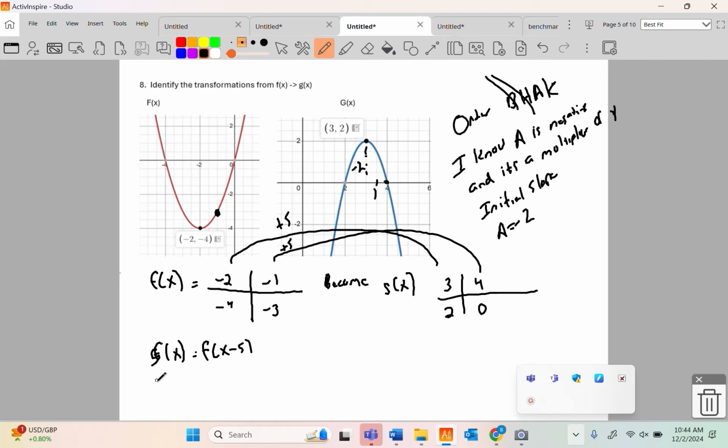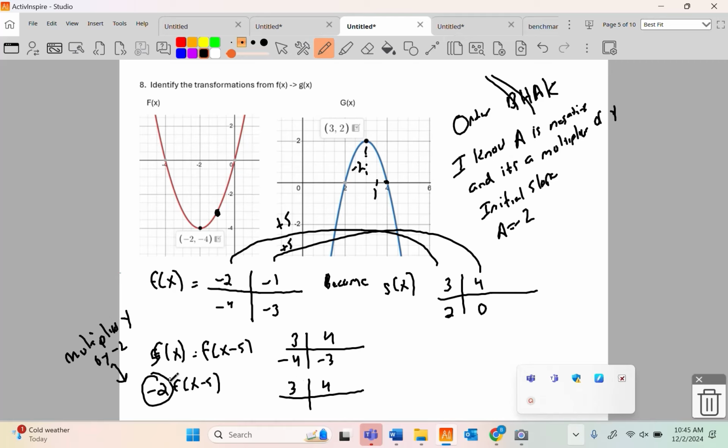So let me apply that. Let me do -2 f's of x minus 5. And I need a table for that, by the way. The table for x minus 5 literally says add 5 to x. So this becomes 3, 4, no effect to y, -4, -3. Now this guy only multiplies y by -2. So we still say 3, 4, but we become +8 and +6.